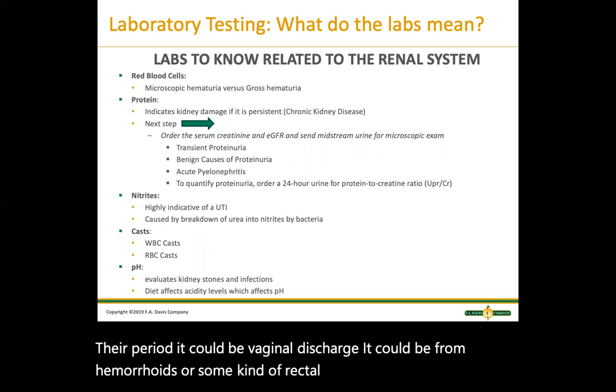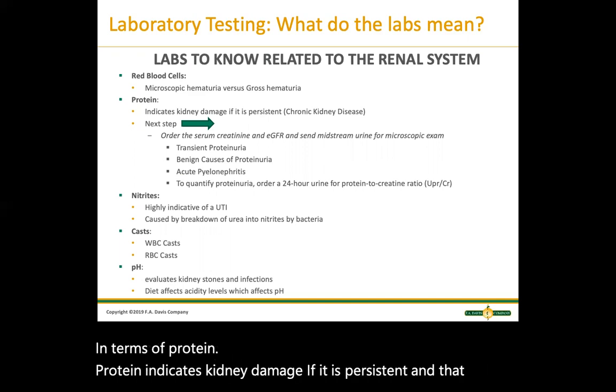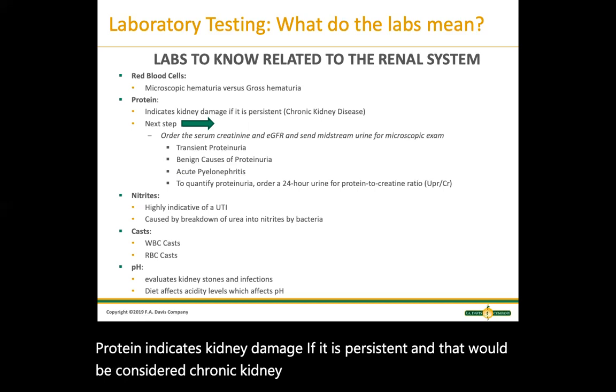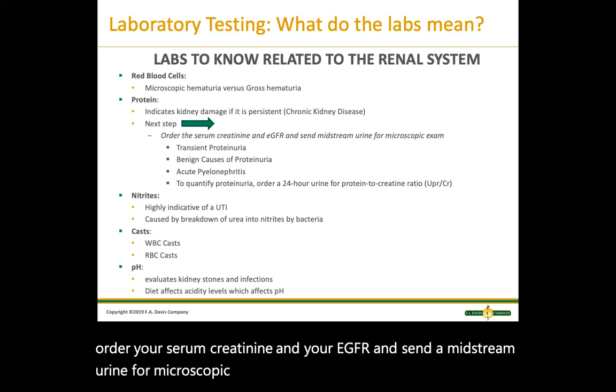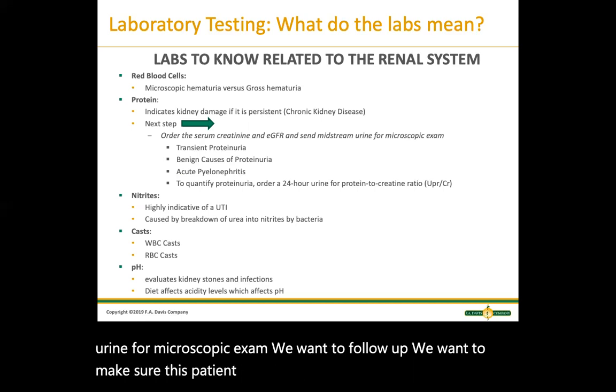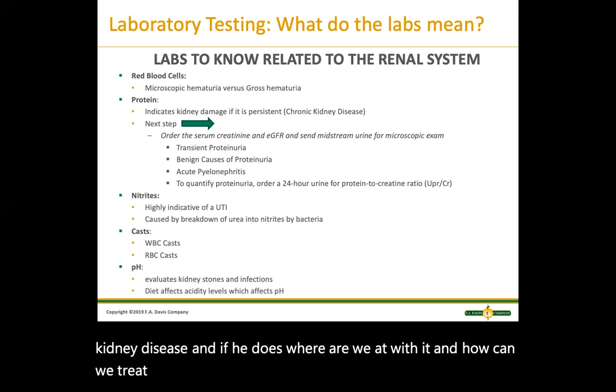All right. In terms of protein, it indicates kidney damage if it is persistent, and that would be considered chronic kidney disease. Okay. The next step would be to order your serum creatinine and your eGFR and send a midstream urine for microscopic exam. We want to follow up. We want to make sure this patient doesn't have kidney disease. And if he does, where are we at with it and how can we treat it?